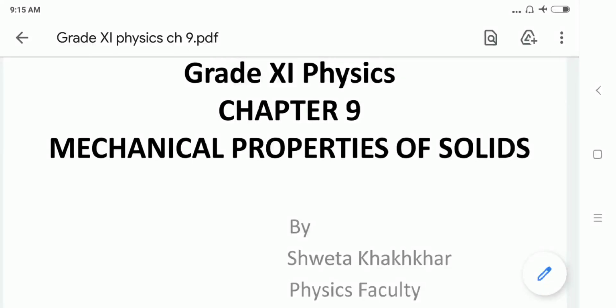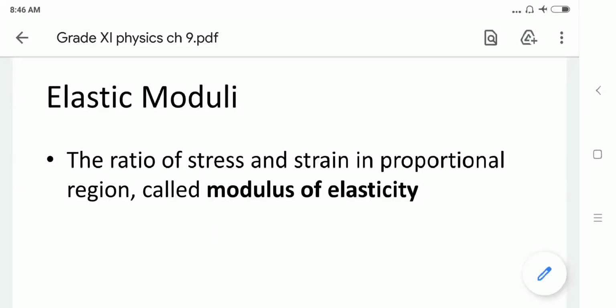Hello students, let us start our new session of chapter number 9, Mechanical Properties of Solids. Elastic moduli. Here, if we take the ratio of stress and strain in the proportional region, which obeys Hooke's law, then within that region the ratio of stress and strain is known as the modulus of elasticity.